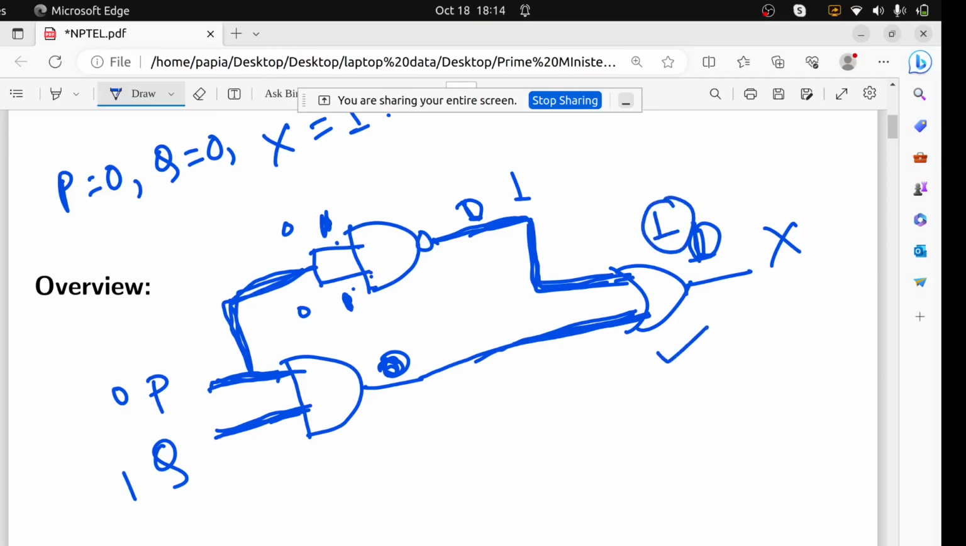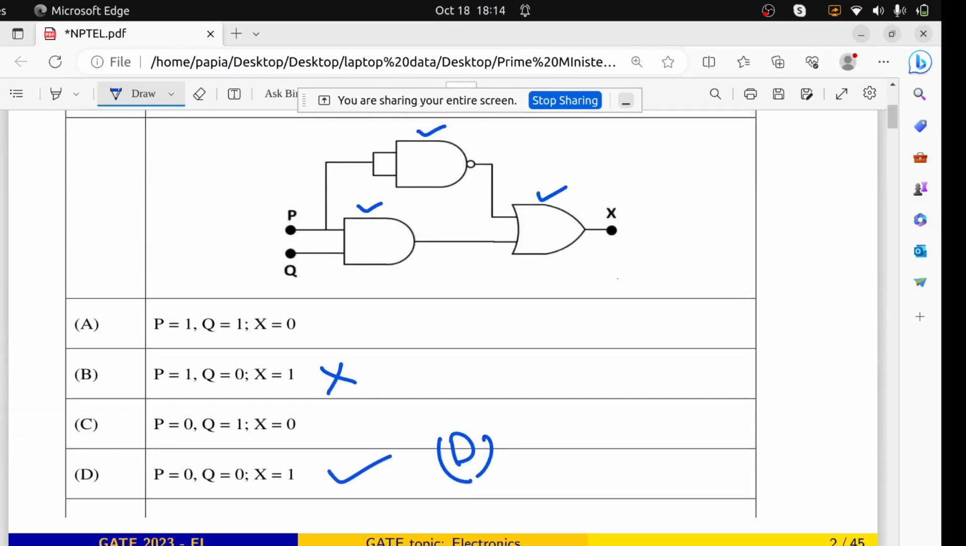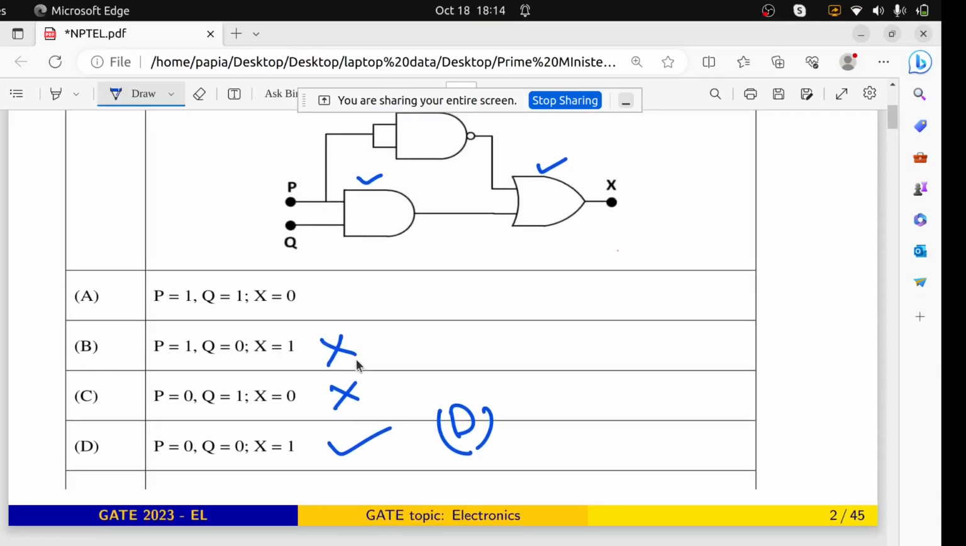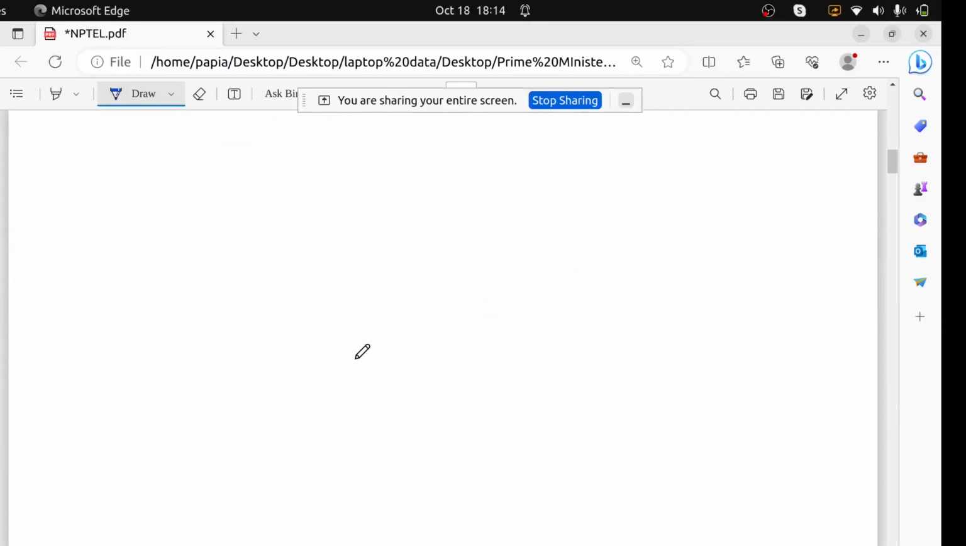So this will be 1, because it is OR gate, right? So our output should be 1. But you can see that for P equals to 0, Q equals to 1, output is giving as 0. So that means it is also not correct. Okay. So similarly, you can check the A option also. So as a whole, we can see that the correct option is D. I think it's very simple and it can be understandable by all of you, right? So if it is understandable, then we can go to the next question.